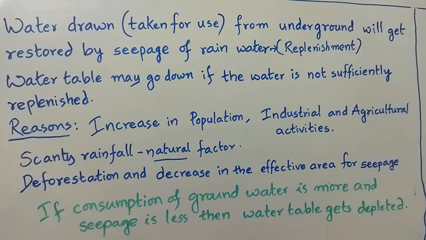Decrease in the effective area for seepage because of industries, because of construction. There is a decrease in the effective area of seepage. When there is a decrease in the effective area of seepage, then what will happen? There will be a decrease in the effective seepage into groundwater. So these are various factors that are responsible for the poor rate of replenishment of groundwater.